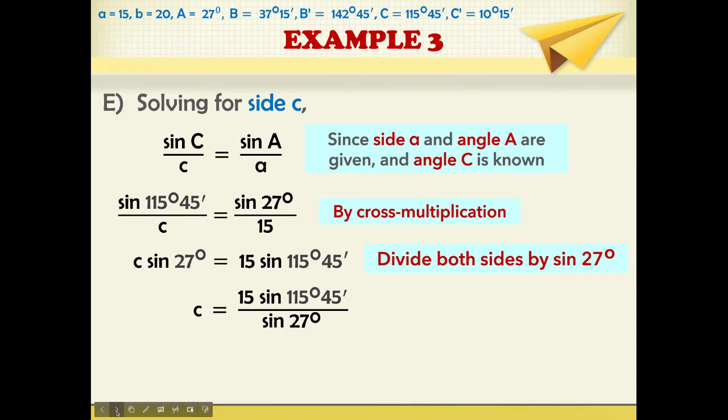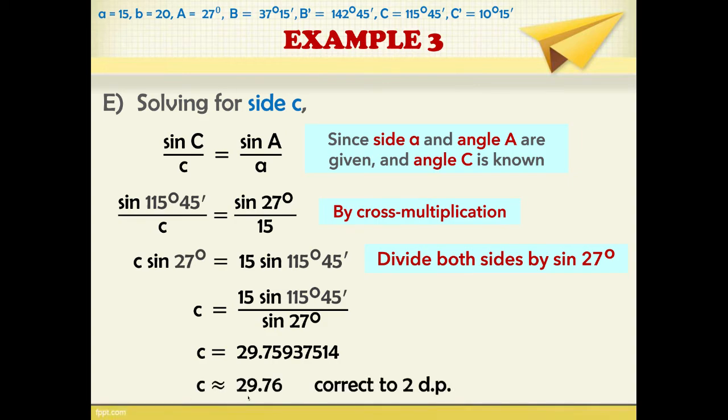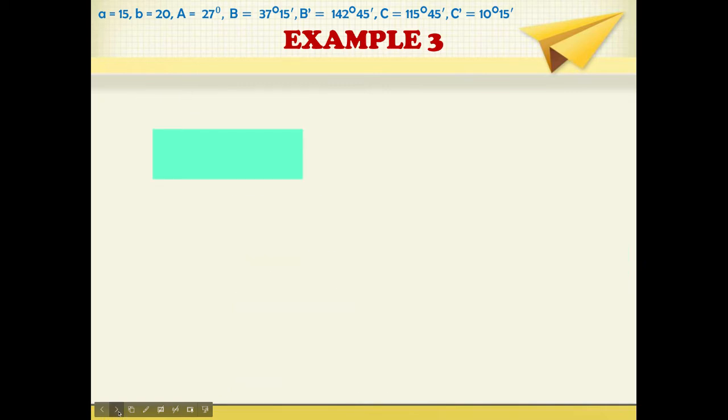So using your calculators, you will get C equals 29.75937514, or C is approximately 29.76, correct up to 2 decimal places. So this is now the value for side C. Now let's solve for side C prime.